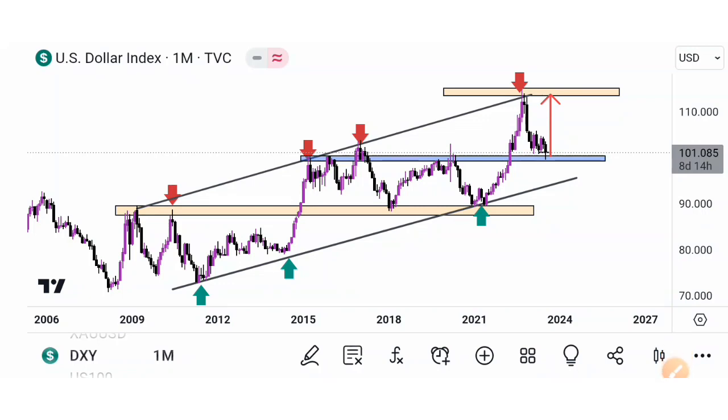Today we are back again with another weekly analysis, and I'll be analyzing for you guys the dollar index, gold, US30 and US100. And in front of us we have the dollar index, and we'll start with that since it's the first on the watch list. What do I see on the dollar index for the week that is coming?